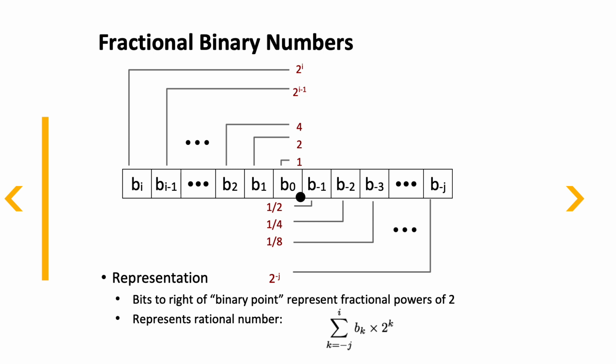The way that we would mathematically represent a rational number as opposed to an integer is with another summation. We're going to go from k equals -j, which is our furthest to the right of the binary point, and count all the way up from that negative value to i, which is our most significant bit to the left of the binary point. For each iteration, we add b sub k, the value of the bit in that place, times 2 to the k. So when you break it all down mathematically, this is almost exactly the same as dealing with an integer. We're just going to have some negative exponents thrown into the mix.